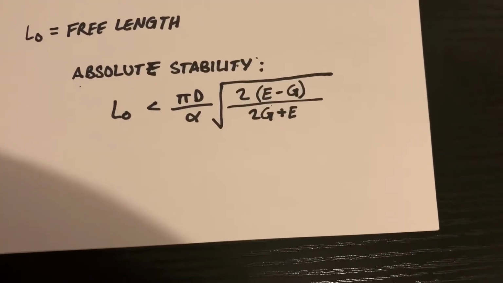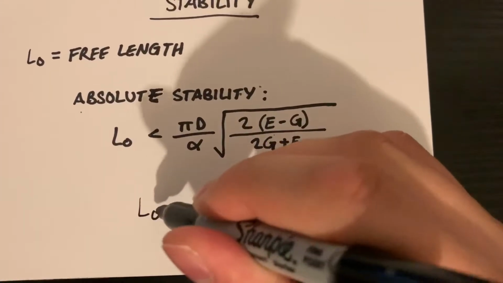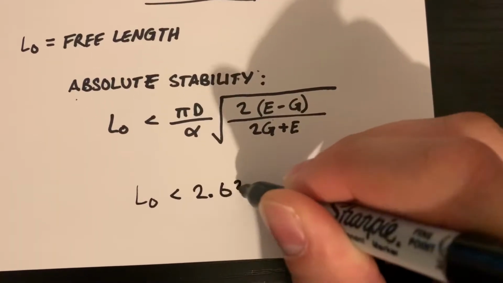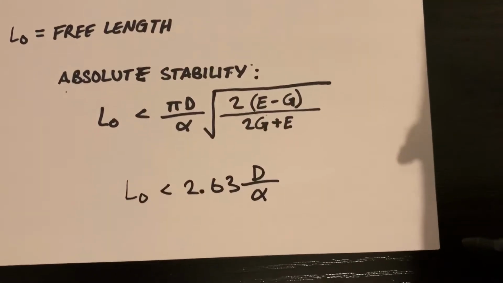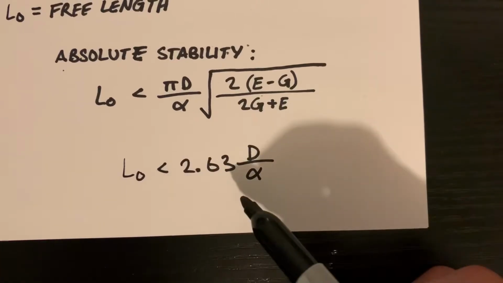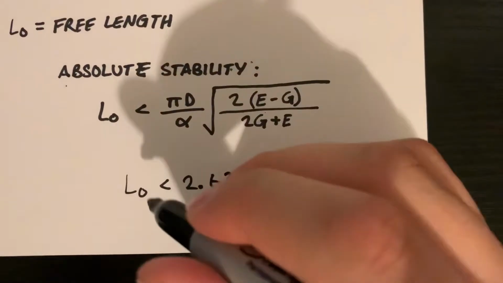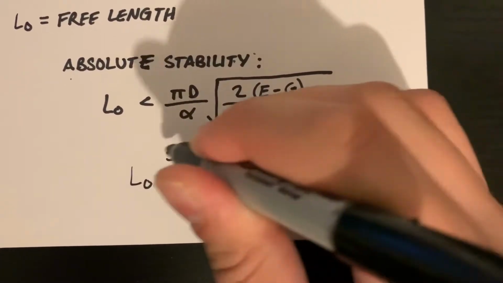And for steel, we can calculate all that and say this is 2.63 large D over alpha, the end condition constant. And this is just something that we can memorize because steel is the material we use most often for the wire of the spring.